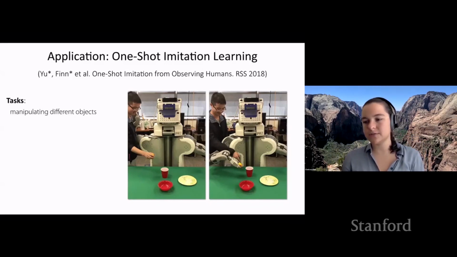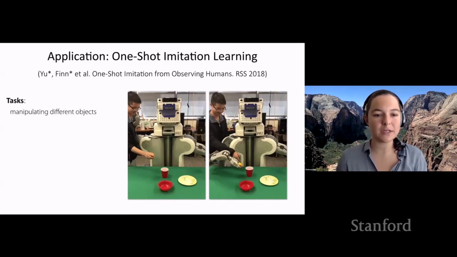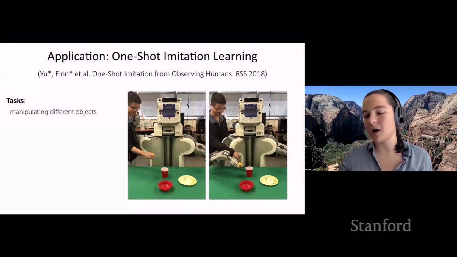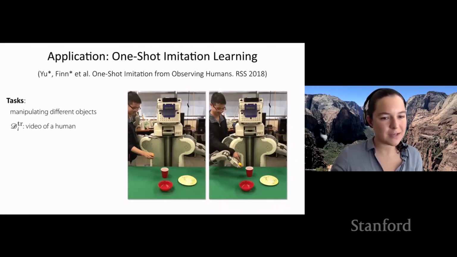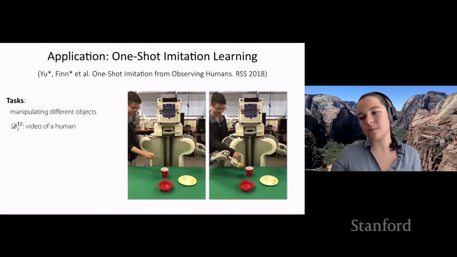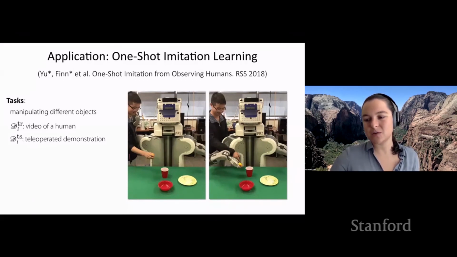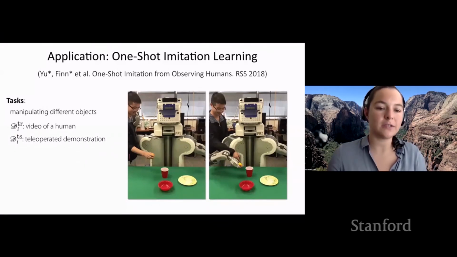So in this case, the different tasks correspond to manipulating different objects that you want the robot to be able to manipulate. For example, different tasks might correspond to different objects that the robot is holding and different containers that you want the robot to place the object into. In this case, dtrain is just a video of a human doing the task. So our goal is to have the robot be able to do one-shot learning from this video of a human, and dtest will correspond to a teleoperated demonstration. And this basically tells it, after you see this training data, these are the actions that you should take to complete the task.